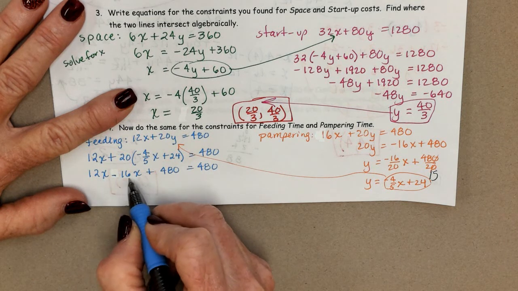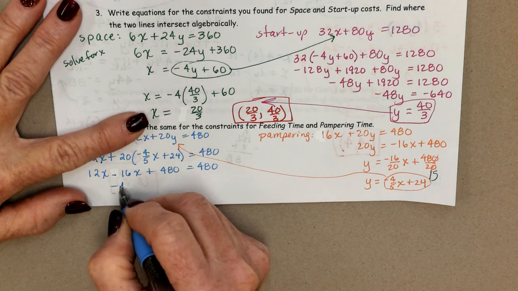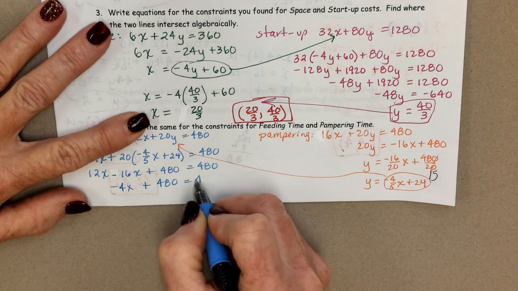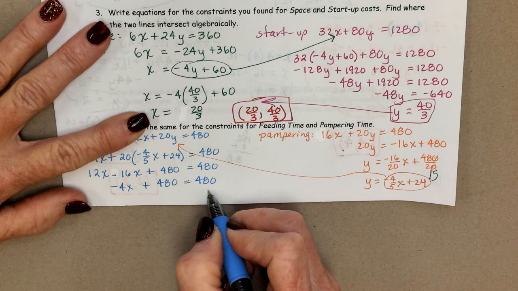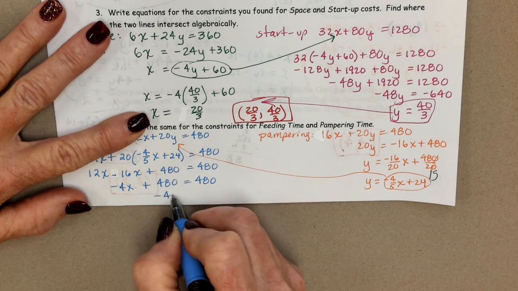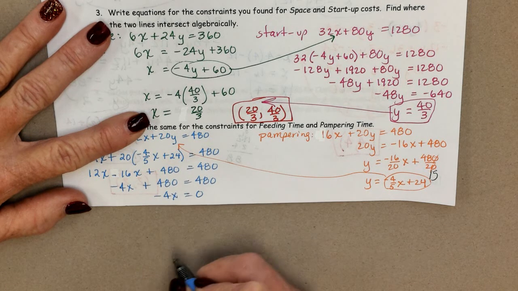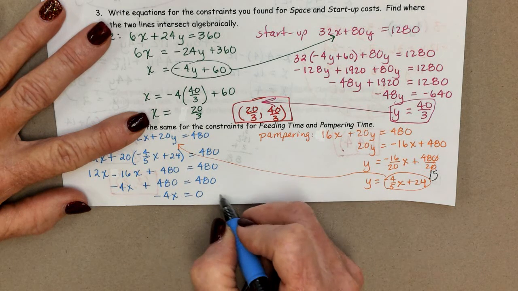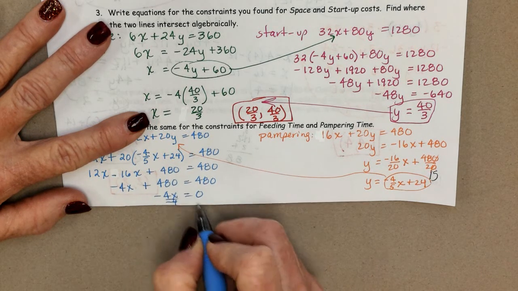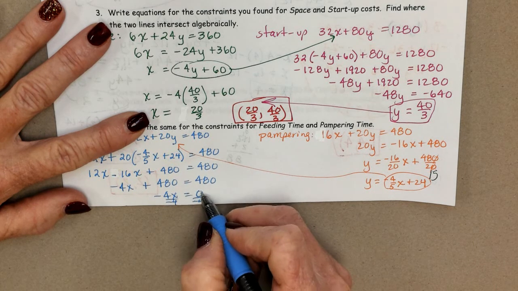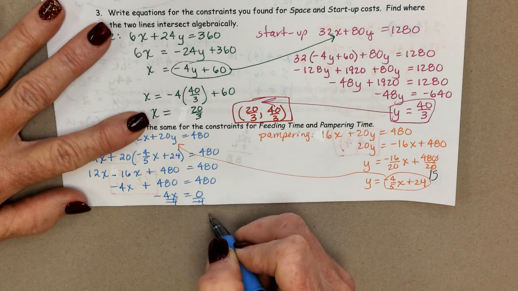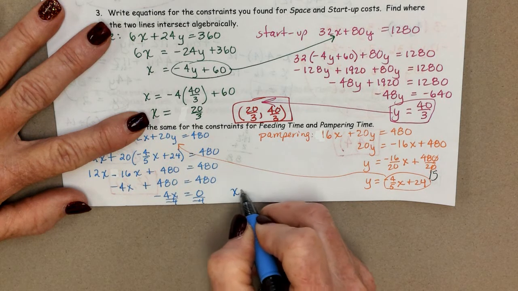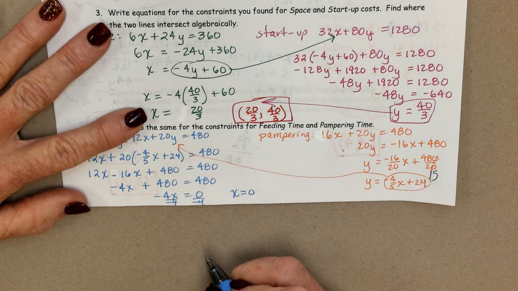Simplifying here, 12x minus 16x is a negative 4x plus 480. Subtract the 480. Negative 4x equals 0. Divide out the negative 4. We get, remember, 0 over a number. That's right on, that's way to go. Yes, we have it. So that is x equals 0.